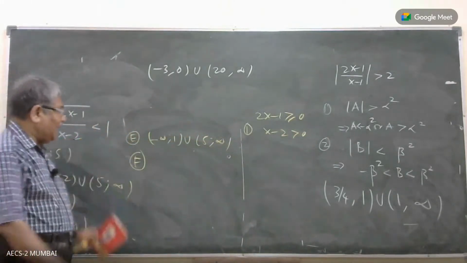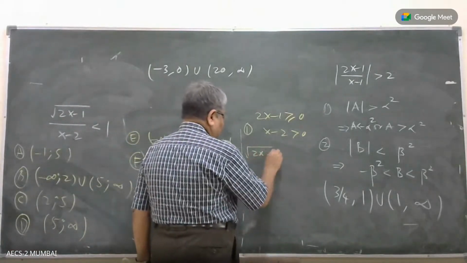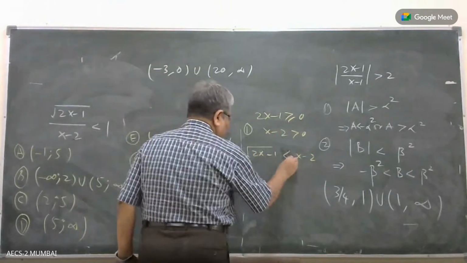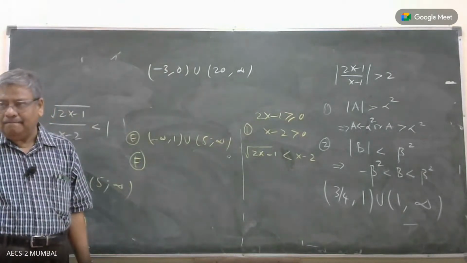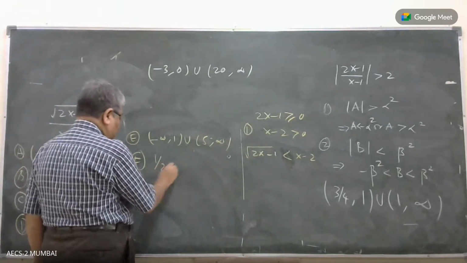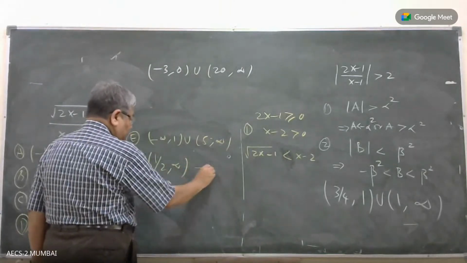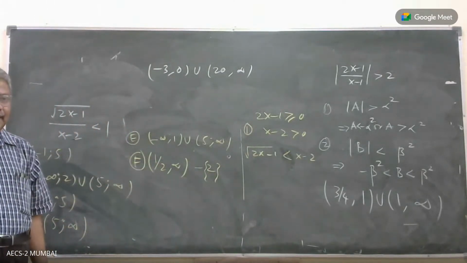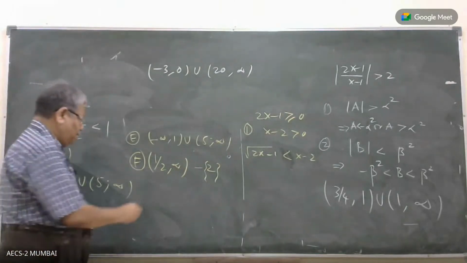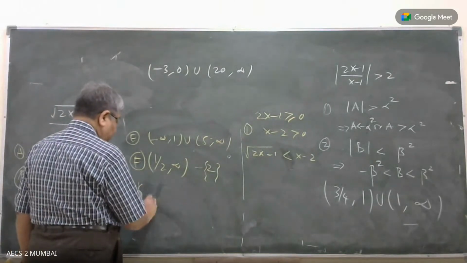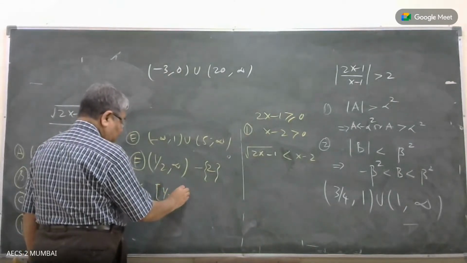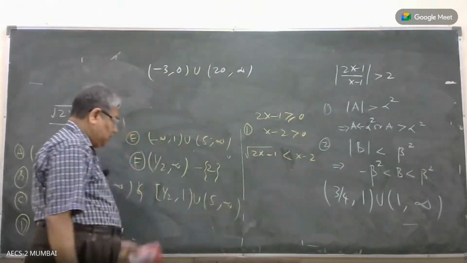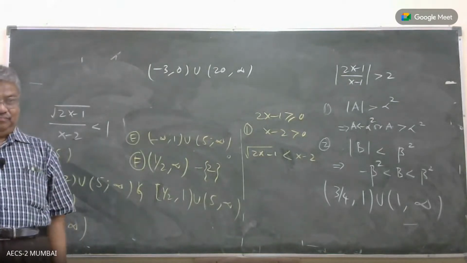Correct? So if you multiply, this will be 2x minus 1 and what? Since it is positive, sign of an equation will not change. So x belongs to 1 by 2 to infinity minus 2. Half to close bracket half to 1, union 5 to infinity. Yeah, this appears to be good, but it has come very late.